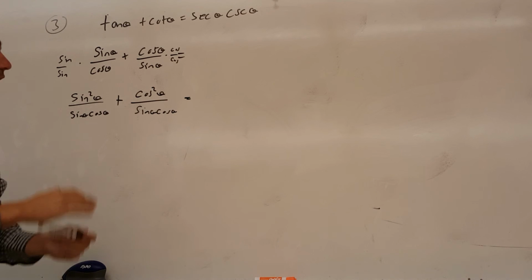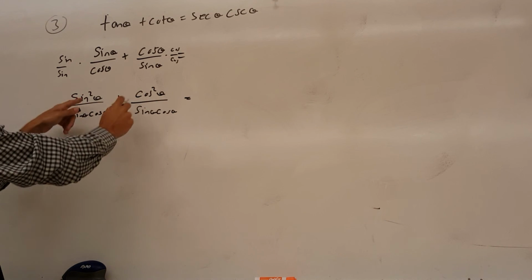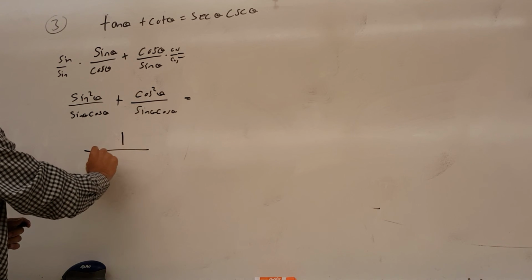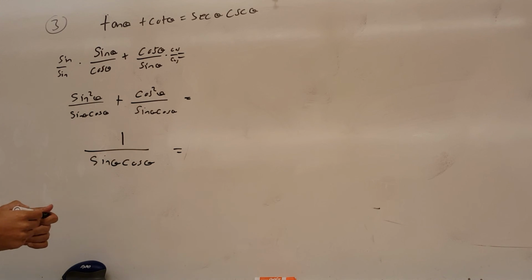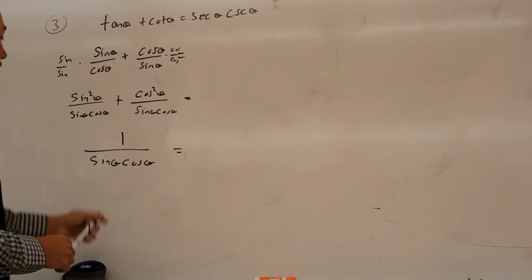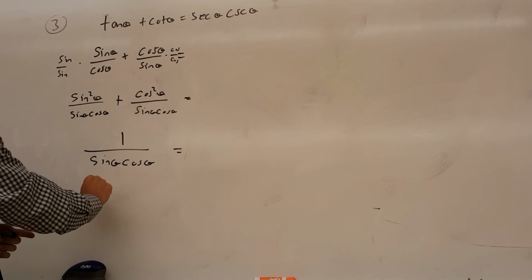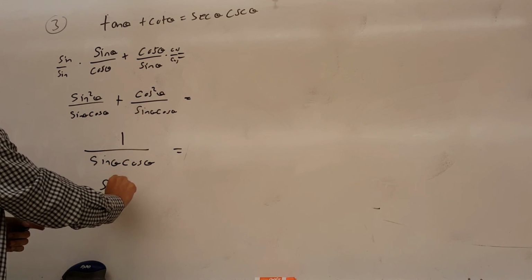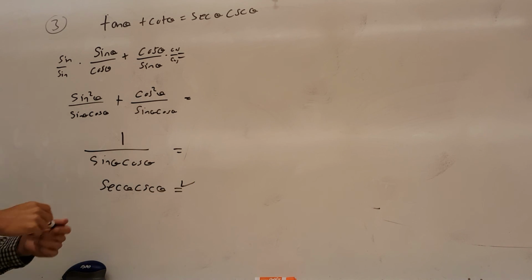Ooh, I like this. Sine squared plus cosine squared, they're the same denominator. I can add the fractions. Sine squared plus cosine squared is 1 over sine theta times cosine theta. Hey, that sounds familiar. I need secant, cosecant. I have 1 over sine, 1 over cosine. They go to the numerator, reciprocal, up to the numerator, becomes, let's write it in the right order, secant theta, cosecant theta. And we are done.